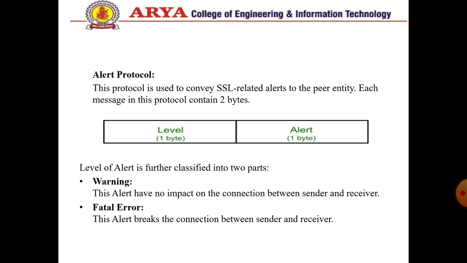In a warning, the alert has no impact on the connection between sender and receiver. In a fatal error, the alert breaks the connection between the sender and the receiver. So in the warning alert, just a warning message is sent between the sender and the receiver, and there is no impact on the connection. In the fatal error, the alert will break the connection between the sender and the receiver.